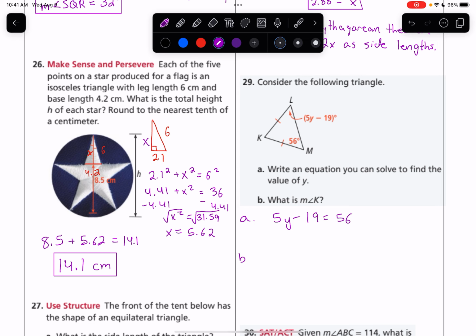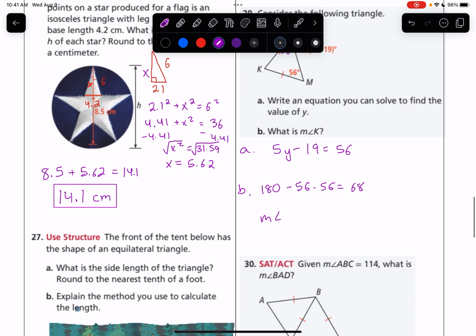And b, what is the measure of angle K? Well, we'll have to figure that out. We can say, if I know that the angle M is 56, I know the angle L is also 56. So to get K, I would do 180 minus 56 minus 56, right? Unrelated to part A, and that gives me 68. So the measure of angle K equals 68 degrees.